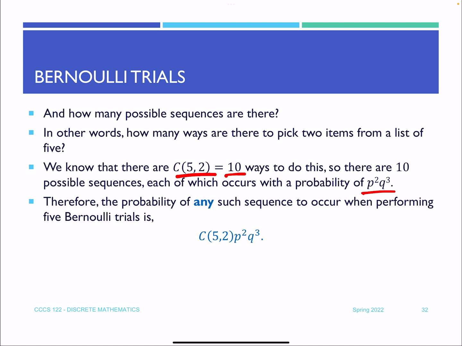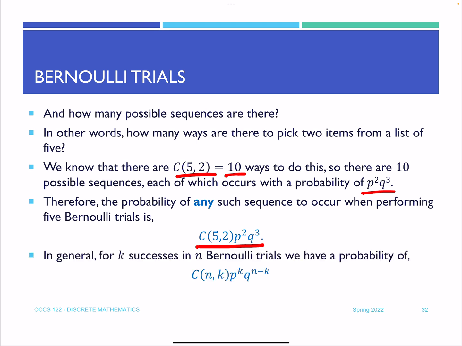And for that reason, the probability of any such sequence occurring when performing 5 Bernoulli trials is C(5,2) p squared times q cubed. In general, for k successes in n Bernoulli trials, that gets us to this expression, which is, of course, the closed form expression of the Bernoulli function.